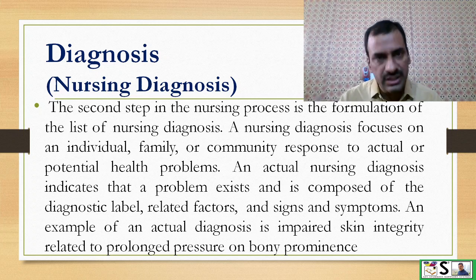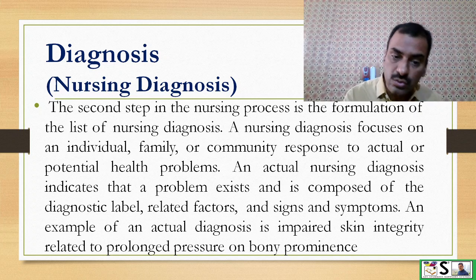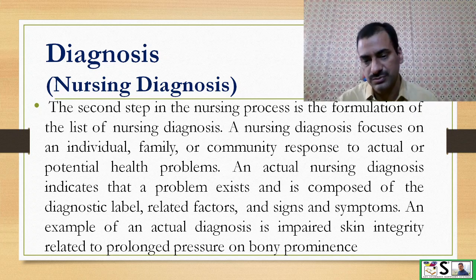So there are two types of nursing diagnosis we write, actual and potential. An actual nursing diagnosis indicates the problem exists and is composed of a diagnostic label, related factors, and signs and symptoms. An example of an actual diagnosis is impaired skin integrity. This is the label. What is related? It is related to prolonged pressure on bony prominence. So in this way, we make a nursing diagnosis. Okay, this is an actual diagnosis.